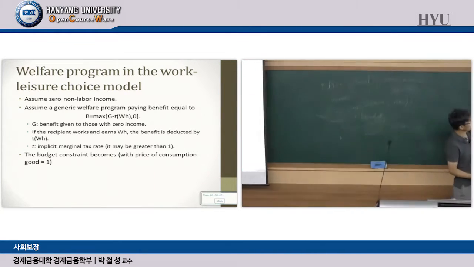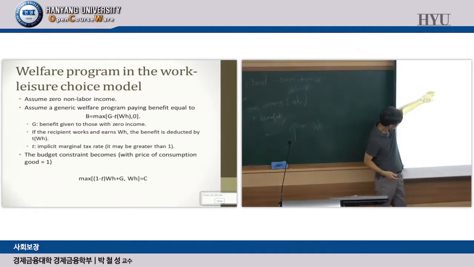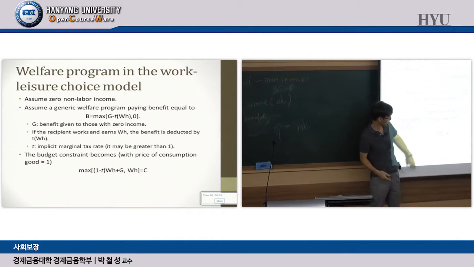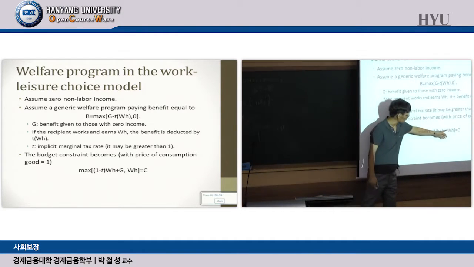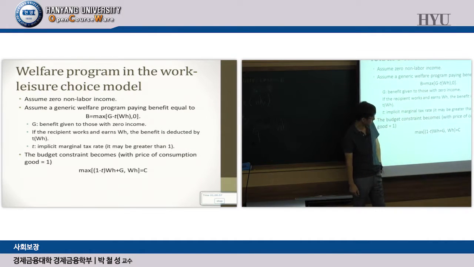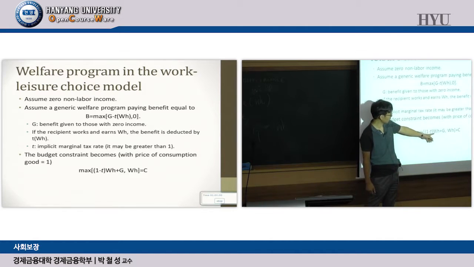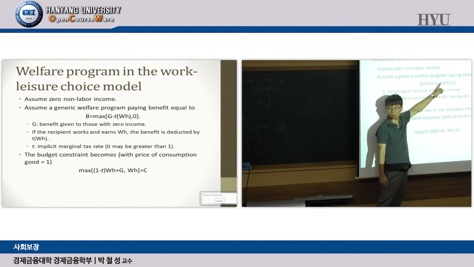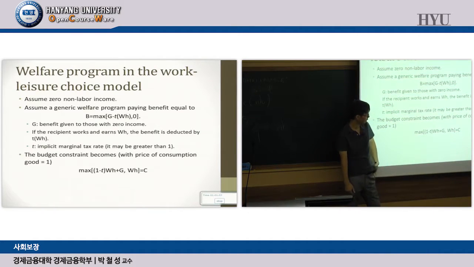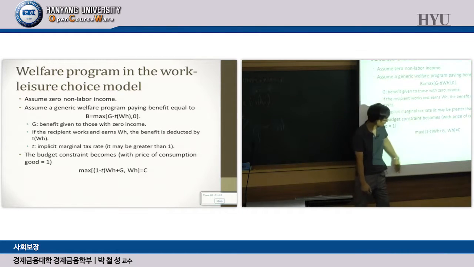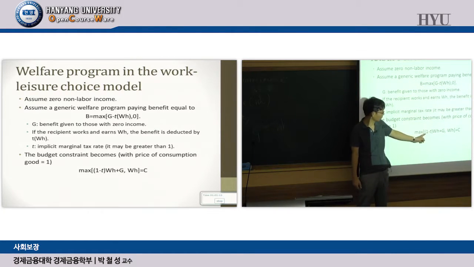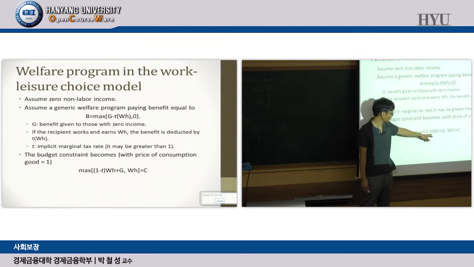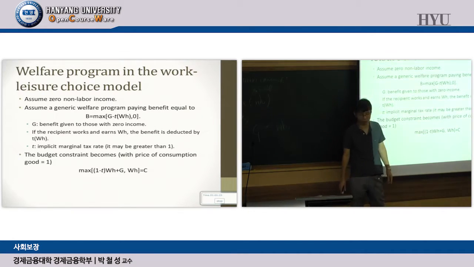So which means the budget constraint becomes this. While you are getting your benefit, it is G minus T WH. You have WH plus G minus T times WH, so 1 minus T times WH plus G. So you can clearly see that you keep only 1 minus the implicit tax rate. If your implicit tax rate is 50%, you keep only 50% of your own income. If it is 70%, you get only 30% of your own income, plus G.